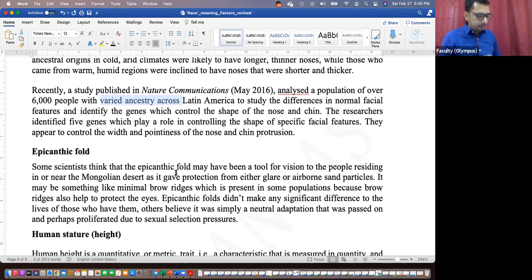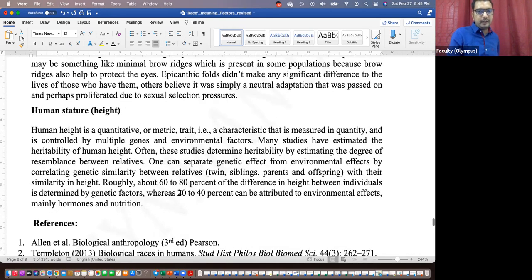Okay. Next one, I would like to talk to you about human height, another quantitative character that we used in polygenic inheritance, right? Human stature or human height. So it's a quantitative or metric characteristic. It is controlled by multiple genes, polygenic inheritance. We discussed it. It's also a multifactorial character, meaning the environment can also play a role.